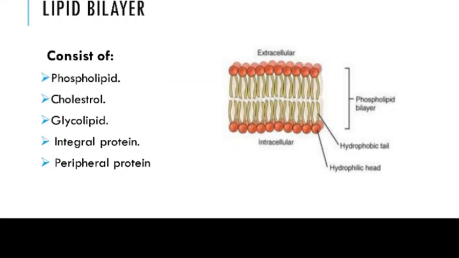The lipid bilayer is a thin polar membrane made up of two layers of lipid molecules. These membranes are flat sheets that form a continuous barrier around the cell. So the lipid bilayer consists of phospholipid, cholesterol, glycolipid, integral protein, and peripheral protein.